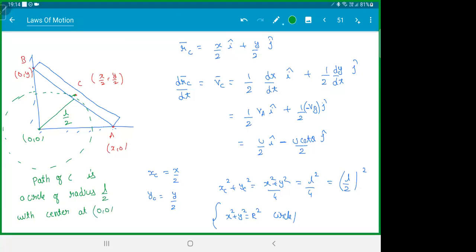Now, can you do the same thing for D? I think now you got the hint. How to find the path of D? Find the coordinates of D. D is at a distance d from A. D's path will be nice.